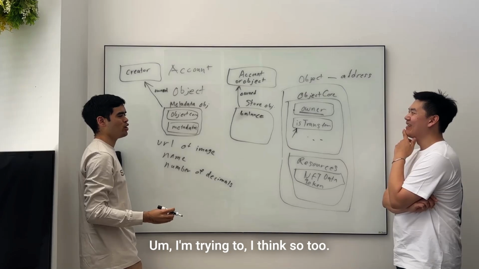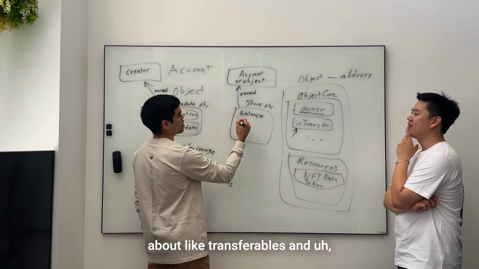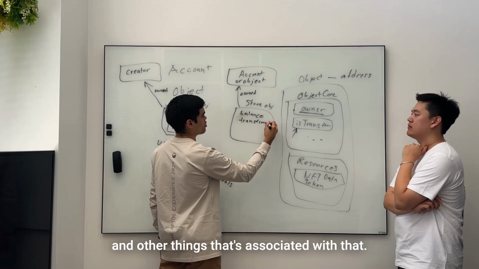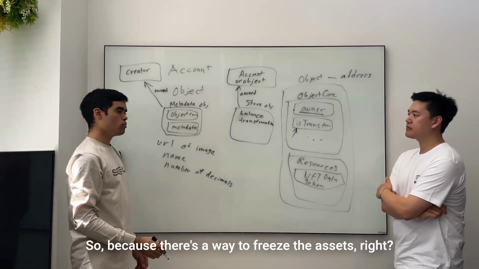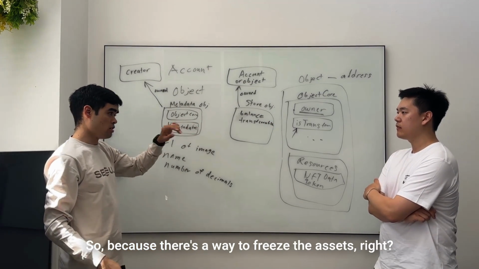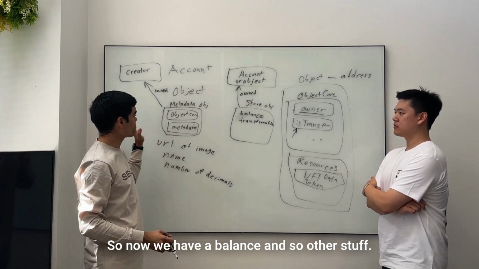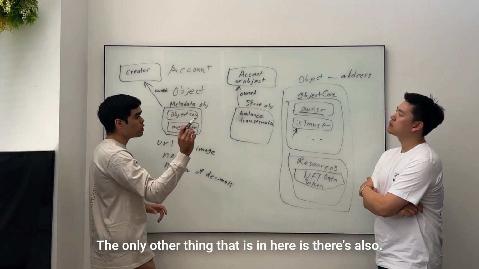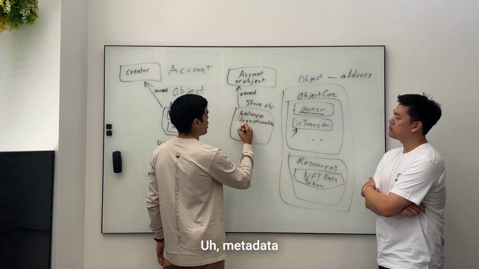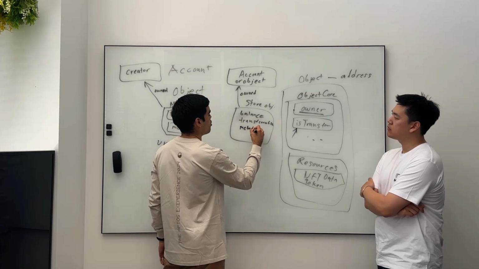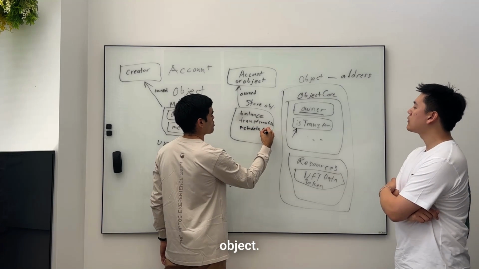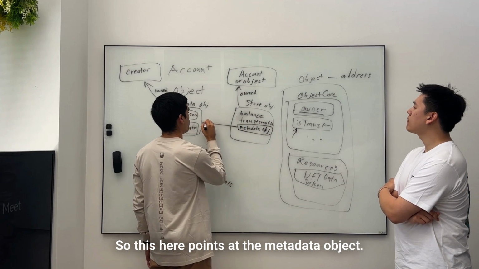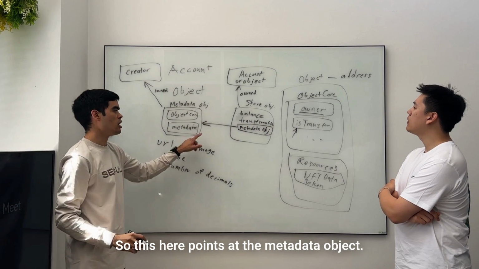I think there's some information about transferableness and other things that are associated with that, because there's a way to freeze the assets. Right. So now we have a balance and some other stuff. The only other thing that isn't here is there's also a metadata object. So this here points at the metadata object.